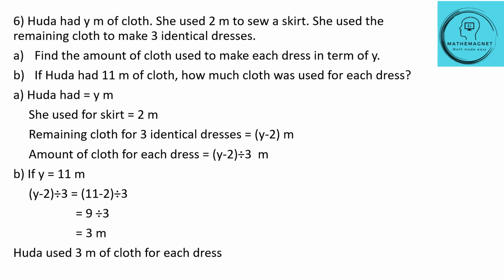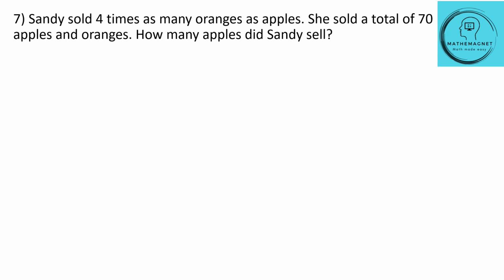Question number 7. Sandy sold 4 times as many oranges as apples. She sold a total of 70 apples and oranges. How many apples did Sandy sell? So let's draw the bar model.